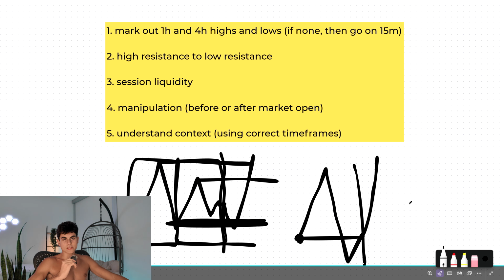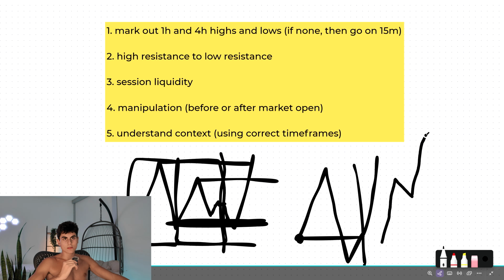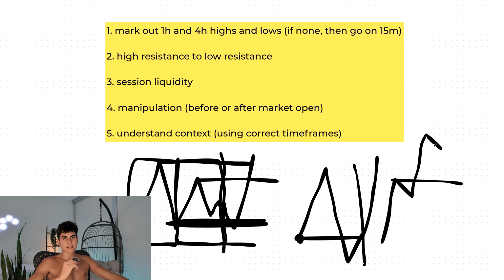You basically use the previous sessions, you see what happened during them, and then basically if we manipulated highs, like if both the sessions are like this, where we manipulated this high, and then let's say New York pre-market took out London high, you want to be expecting shorts.